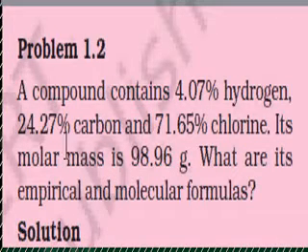Problem 1.2 of your textbook. A compound contains 4.07% hydrogen, 24.27% carbon and 71.65% chlorine. Its molar mass is 98.96 gram. What are its empirical and molecular formulas?